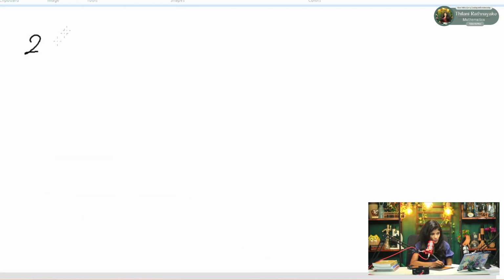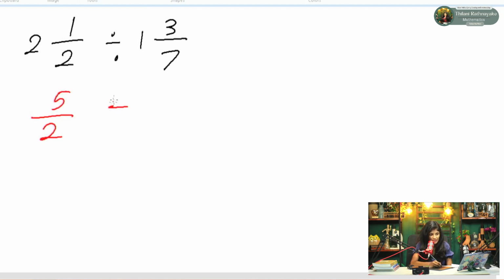That is 2 and 1 over 2 divided by 1 and 3 over 7. First of all, I am going to convert these numbers into improper fractions. 2 times 2 is 4. 4 plus 1 is 5 over 2. Divided by 7 times 1 is 7. 7 plus 3 is 10 over 7. Now I am going to take the multiplication and reciprocal. Let's do that in the next line.